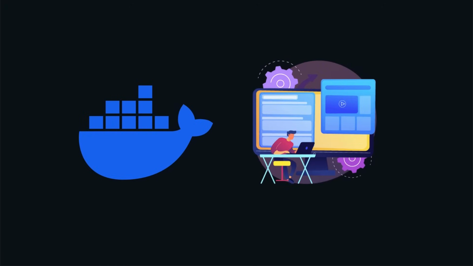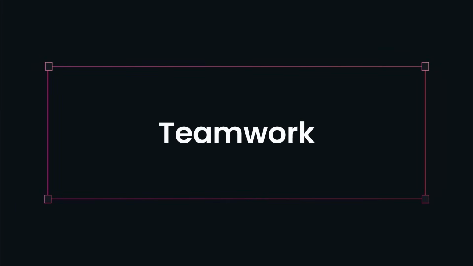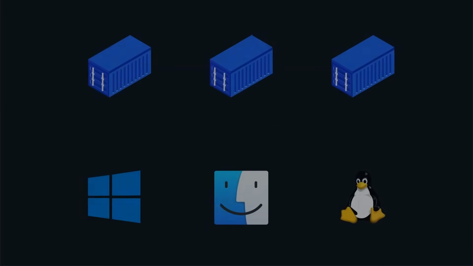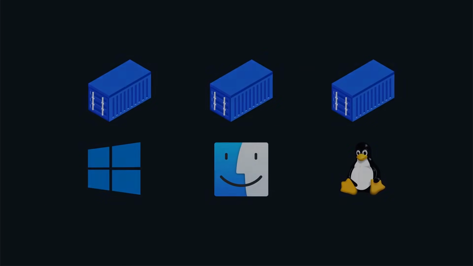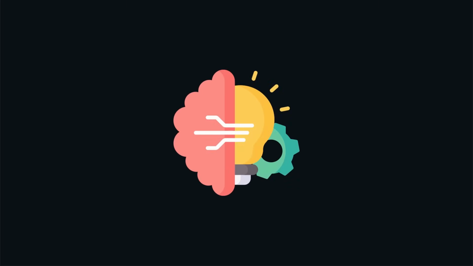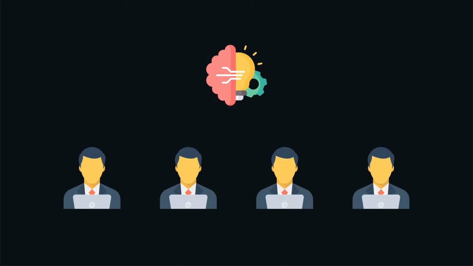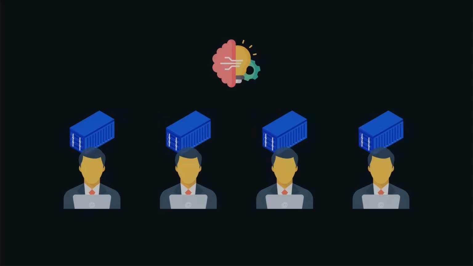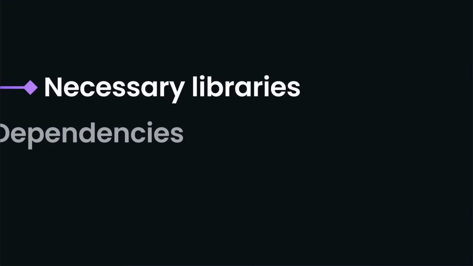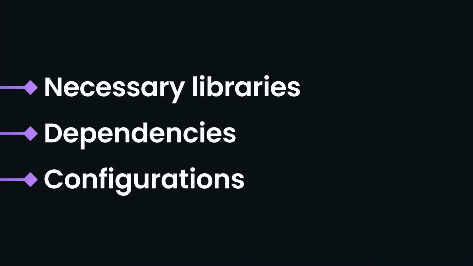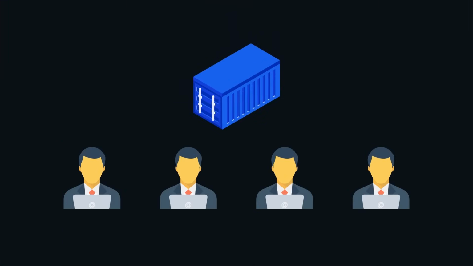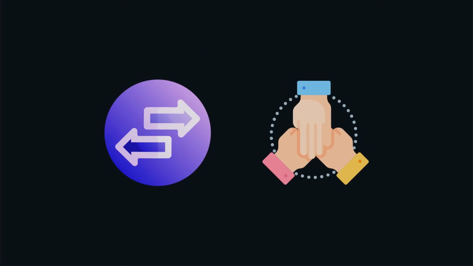Docker also simplifies teamwork because it provides a consistent environment for all developers. For example, if you're working on a machine learning project, Docker ensures that every team member, regardless of their local setup, works with the same environment containing the necessary libraries, dependencies, and configurations. Everyone works in the same containerized setup, reducing compatibility issues and making collaboration that much smoother.